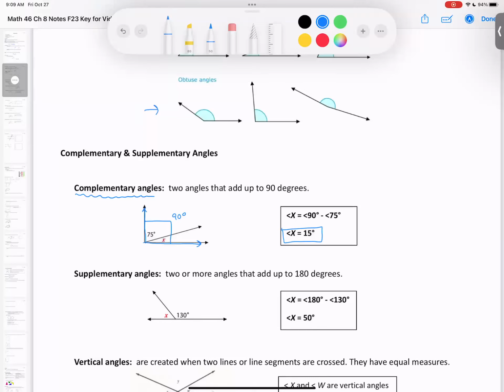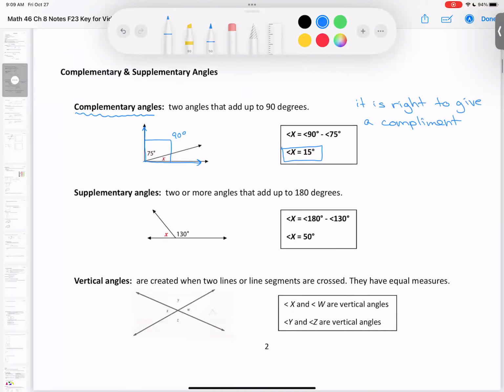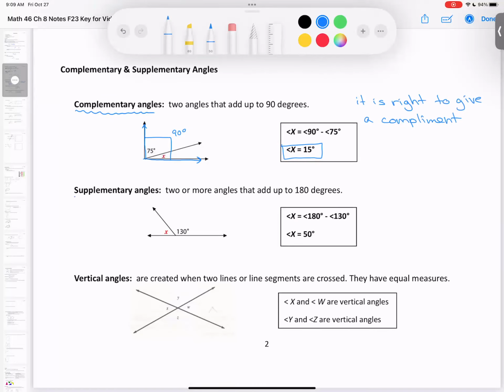And the way I try to remember that is I think it is right to give a compliment. It is right to give a compliment. So you can imagine right means complementary. The other kind of angles we can talk about are supplementary. Supplementary angles are angles that add up to make a straight line or 180 degrees.